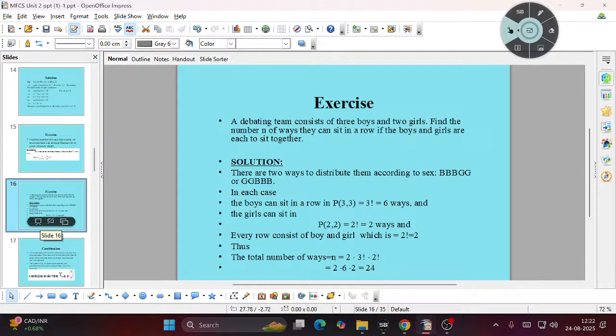Yes, please take down this problem. In each case, write down, the boys can sit in a row. In each case, the boys can sit in a row in P of 3, 3 ways. 3 boys in a row in 3 chairs, P of 3, 3, which is equal to, we have already done the formula, P of 3, 3 ante enti 3 factorial, which is 6 ways. Right? The girls can sit in P of 2, 2 ways. That is 2 factorial, which is 2 ways.